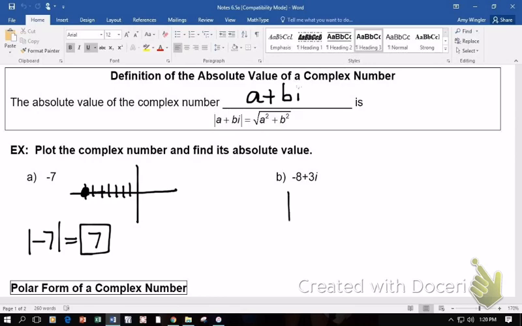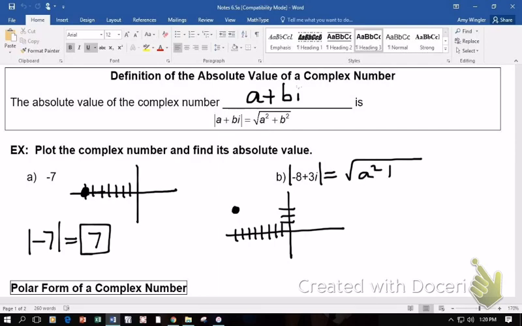On the next example, if I were plotting negative 8 plus 3i, I would go left 8 and up 3 on the imaginary axis, and I would plot that point in quadrant 2. If I want to find the absolute value of negative 8 plus 3i, then I'm going to take the square root of a squared plus b squared.